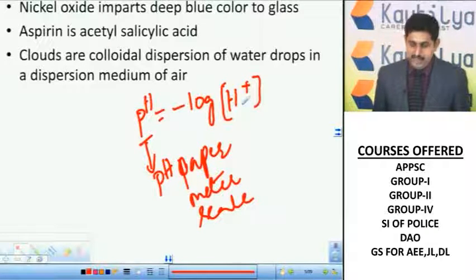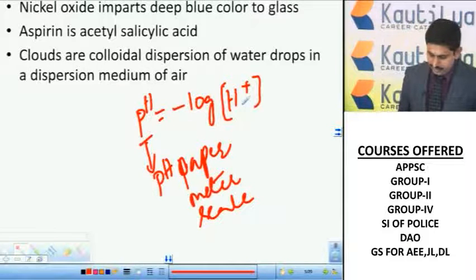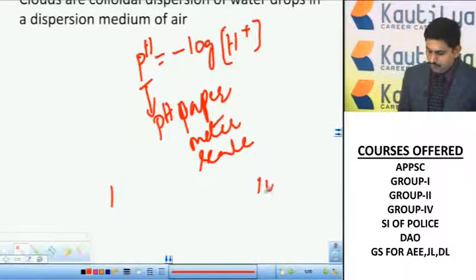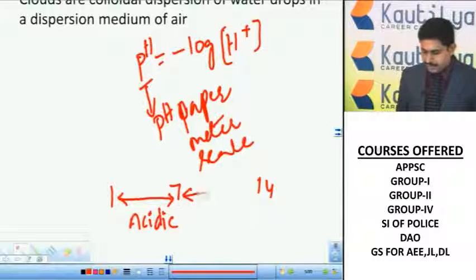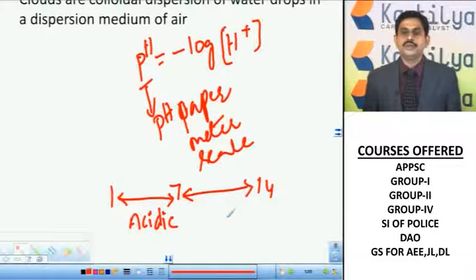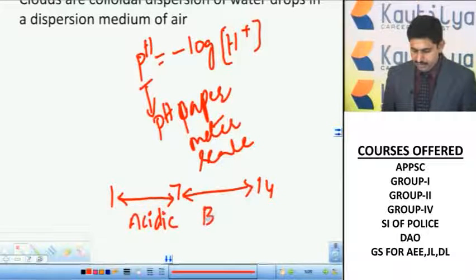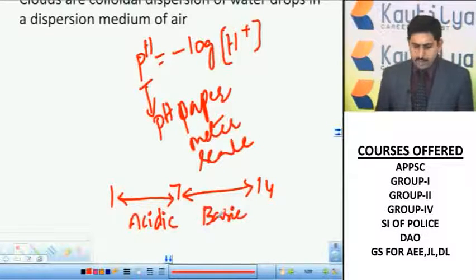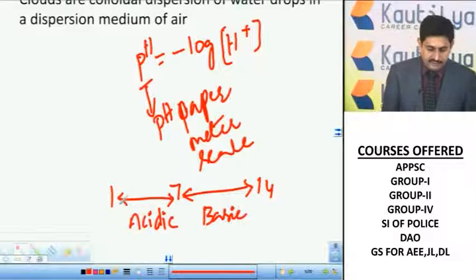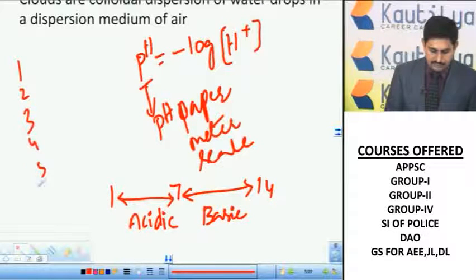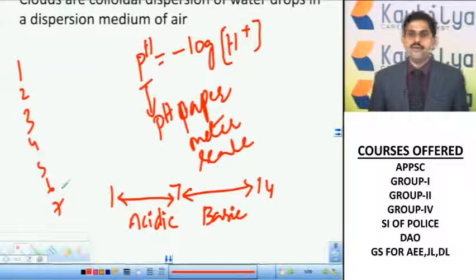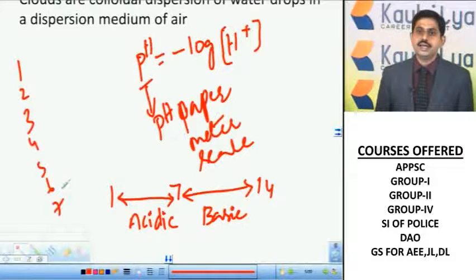If the pH is less than 7, the pH scale generally is from 1 to 14. If the pH of any solution is between 1 to 7, it is acidic in nature. If the pH is between 7 to 14, then the solution is called a basic solution. It has basic nature. Now, as the pH goes from 1 to 7, that means 1, 2, 3, 4, 5, 6, 7, right? As the pH increases from 1 to 7, the acidic character decreases.